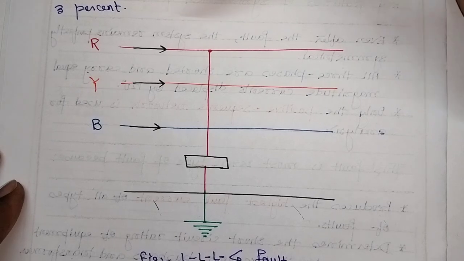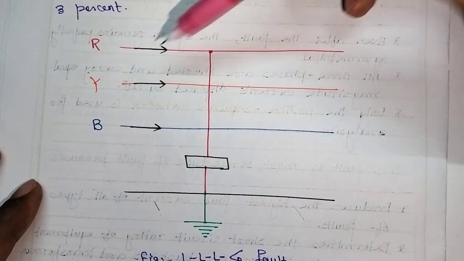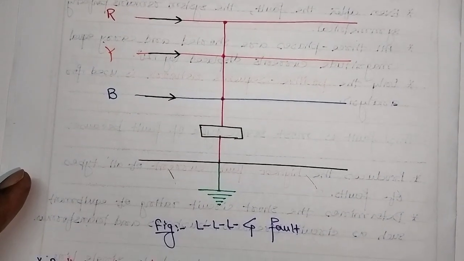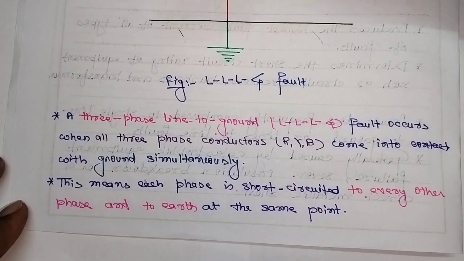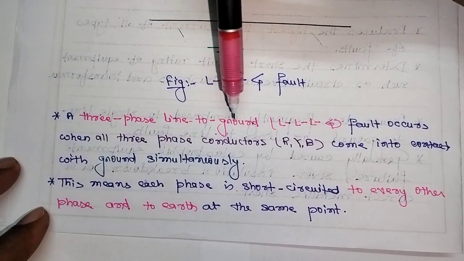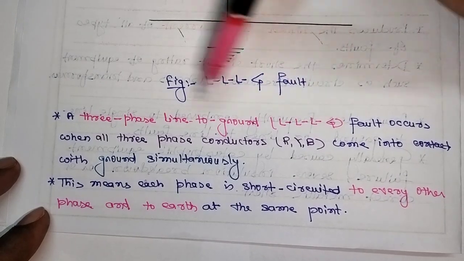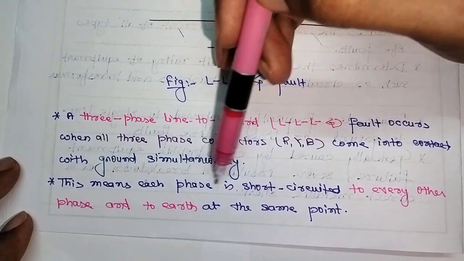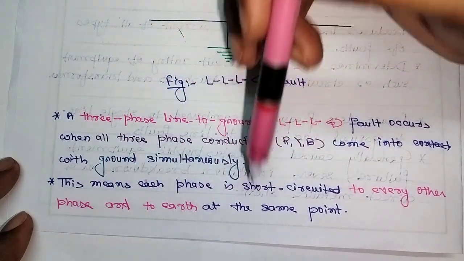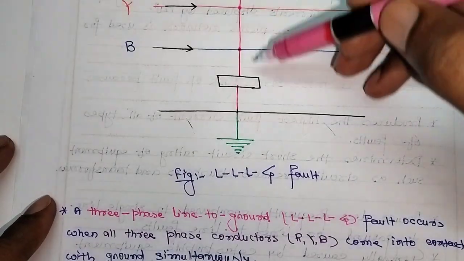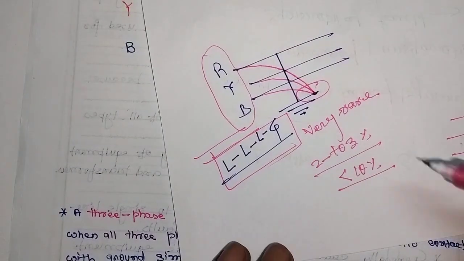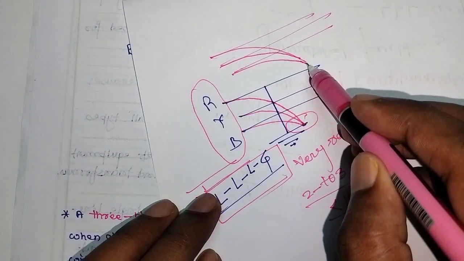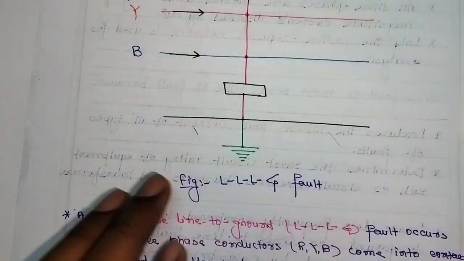So in the diagram we can see the three conductors R, Y and B. When they are shorted and grounded also, such a fault is called the line to line ground fault. Next we have the three phase line to ground, that is LLLG fault, which occurs when all three phase conductors R, Y, B come into contact with the ground simultaneously. This means each phase is shorted to every other phase and to the earth at the same point. In the diagram I have shown that whenever the fault occurs in the system, all of them get broken, touch the ground, and are shorted at the same point only.